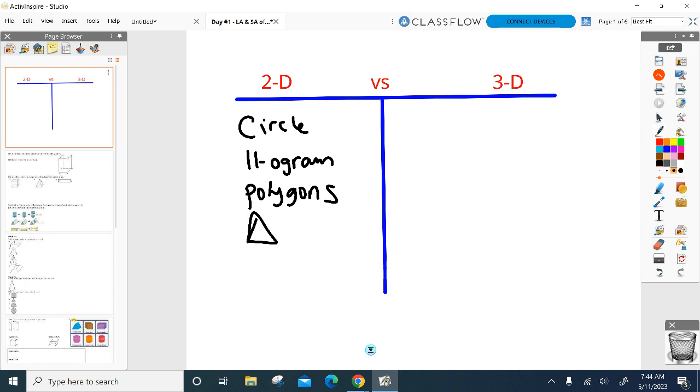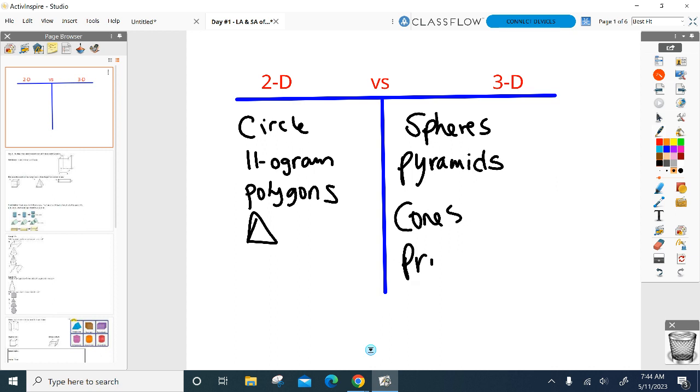All right, so now we're going to find some things for three-dimensional, which has length, width, and height. Have you guys heard of spheres before? Spheres, pyramids, cones, prisms. This is what we're going to work with.